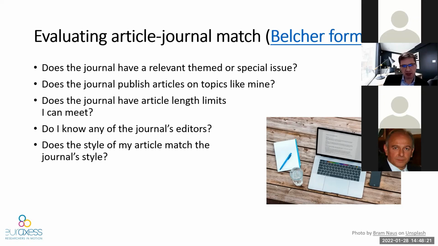Does the journal have article length limits that you can meet? Maybe your article is too long for that journal. Do you know any of the journal's editors? It's not about some connection, but because if you know the editor, you know what he likes, what he does, what his scientific orientation is. And does the style of your article match the journal style? Also, read some articles. In journal finders, typically the first journal that a journal finder gives you as an option has many articles that are similar to your abstract and title.